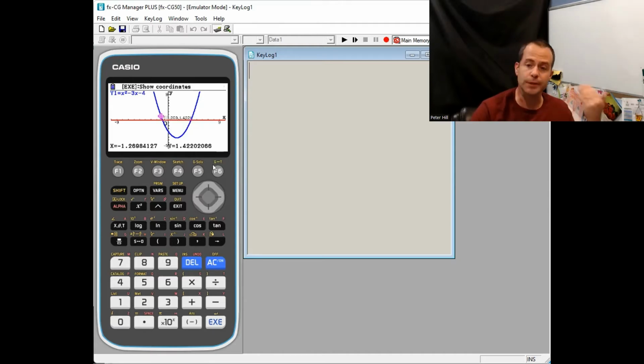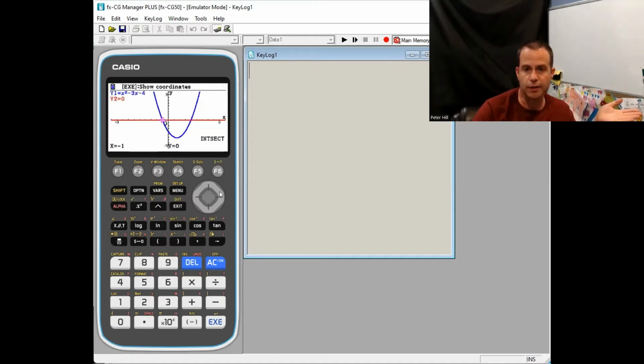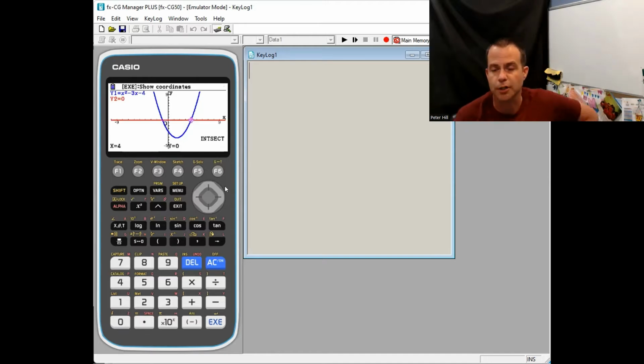And then you do the process again. So you go second trace 5, but this time move your cursor over so that it's close to the other one that you want. Okay, and then you can hit your enter, enter, enter. Okay, and then it will give you that same answer of the -1 and the 4 that we talked about for the Casio kids. Okay. All right, so I'm going to switch back to the PowerPoint.